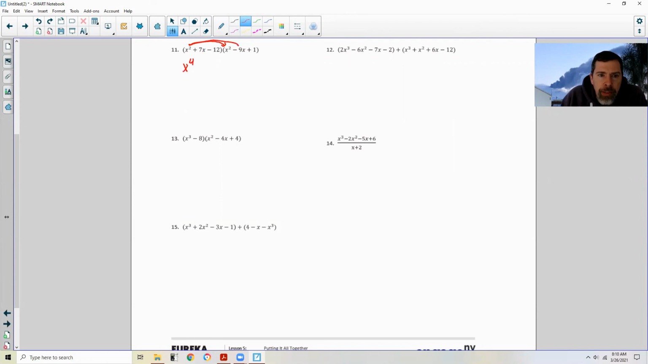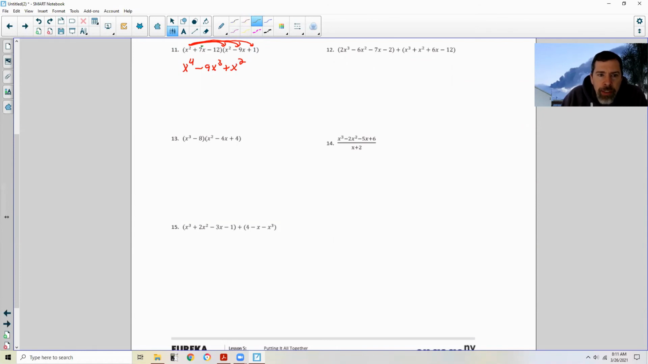X squared, positive times negative, let's do it that way. Negative 1 times 9, 9. X squared times x, x cubed. Positive times a positive, so now we're coming over here. Positive times a positive is positive. 1 times 1 is 1. X squared times 1 is x squared.